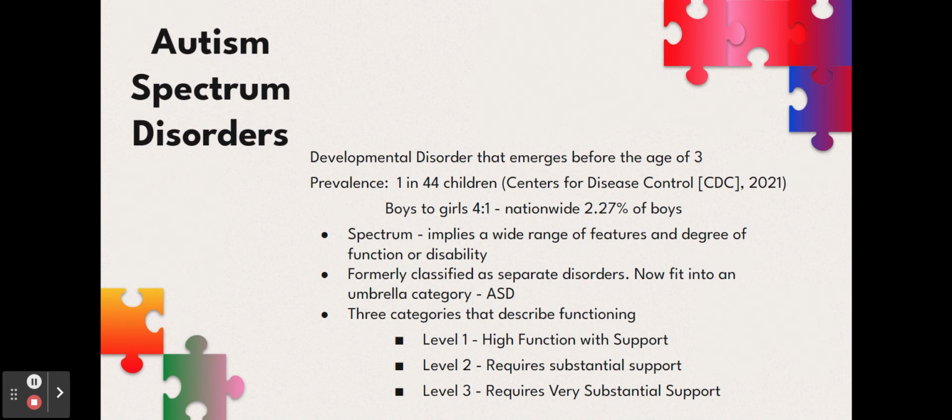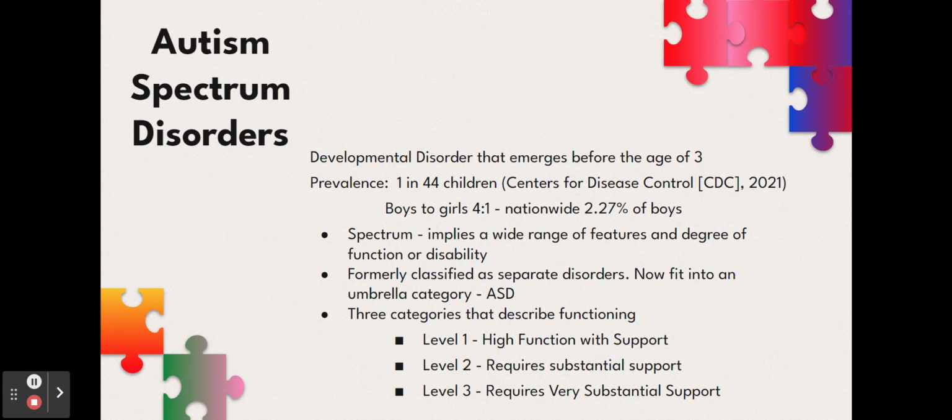So what is autism? Just a review of what you should have learned in other coursework. It's a developmental disorder that emerges before the age of 3. It's not always diagnosed by age 3. Prevalence now is 1 in 44 children. Boys to girls, 4 to 1. Nationwide, it's 2.27% of boys. The disorder that was formerly known as Asperger's disorder, which no longer exists as a separate category, was 14 to 1 boys to girls.